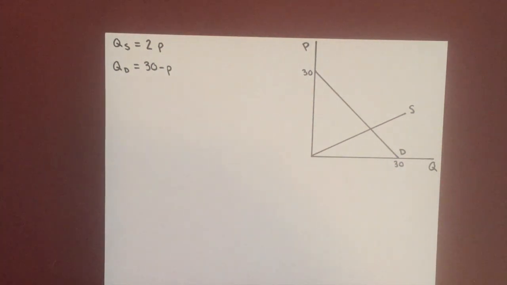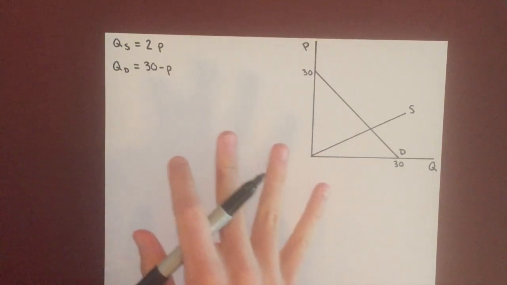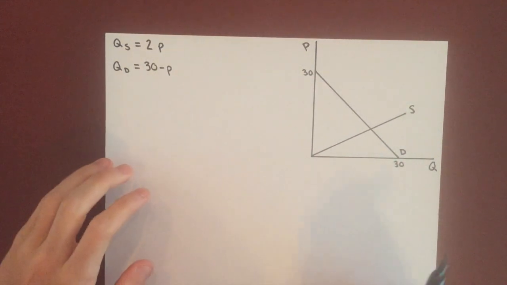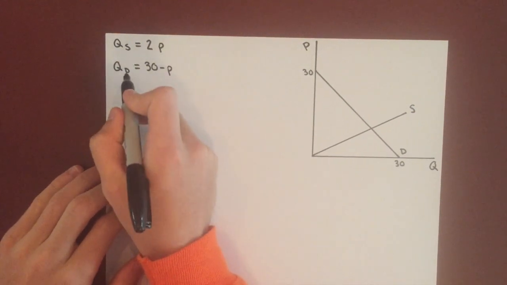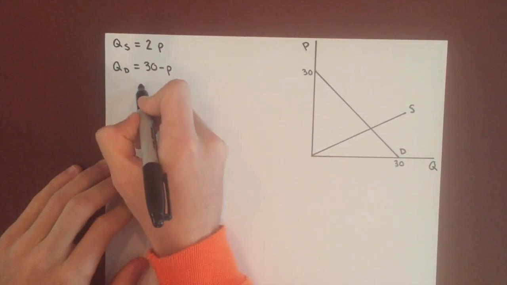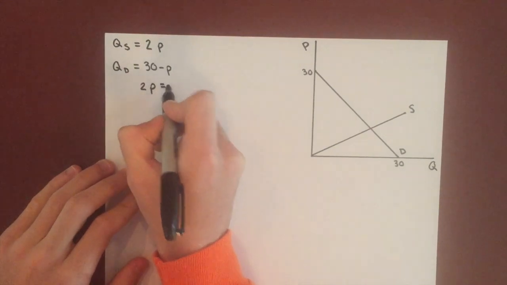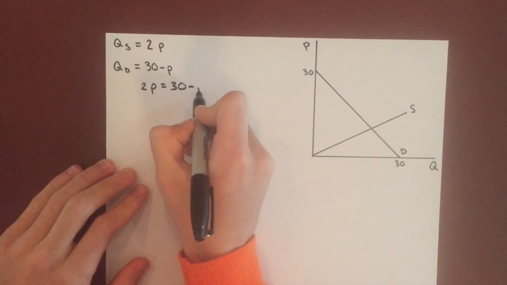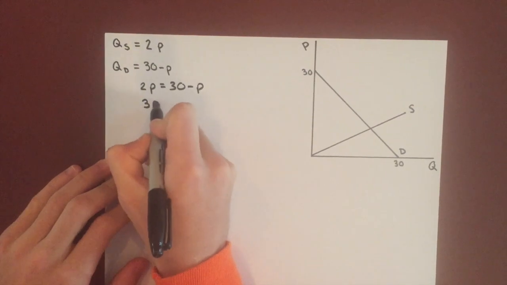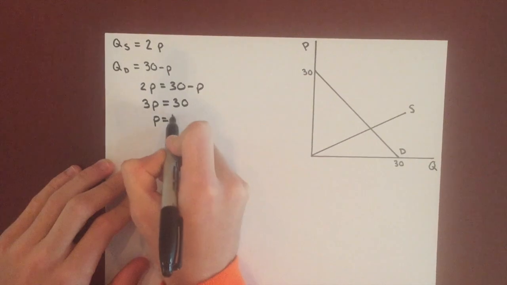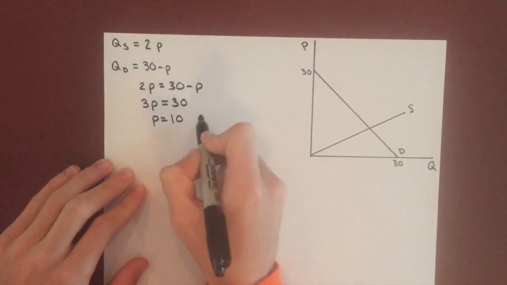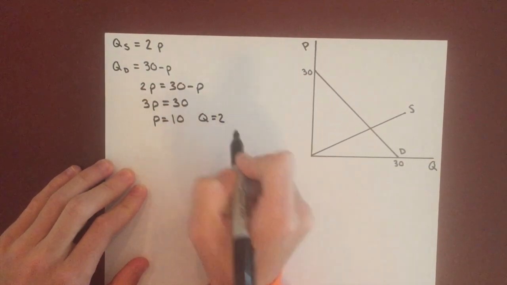So in this video, we're going to look at the effect of a sales tax on equilibrium. Just to start out, we'll find equilibrium without the sales tax instituted yet. We'll set quantity supplied and quantity demanded equal to each other, which will be 2p equals 30 minus p. Adding the p to the other side, we get 3p equals 30, which means p equals 10, and plugging that back in, we can get quantity equals 20.